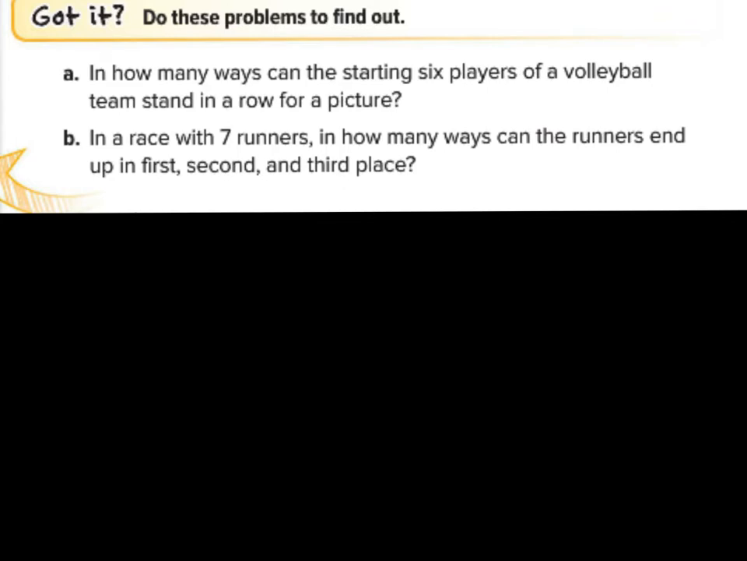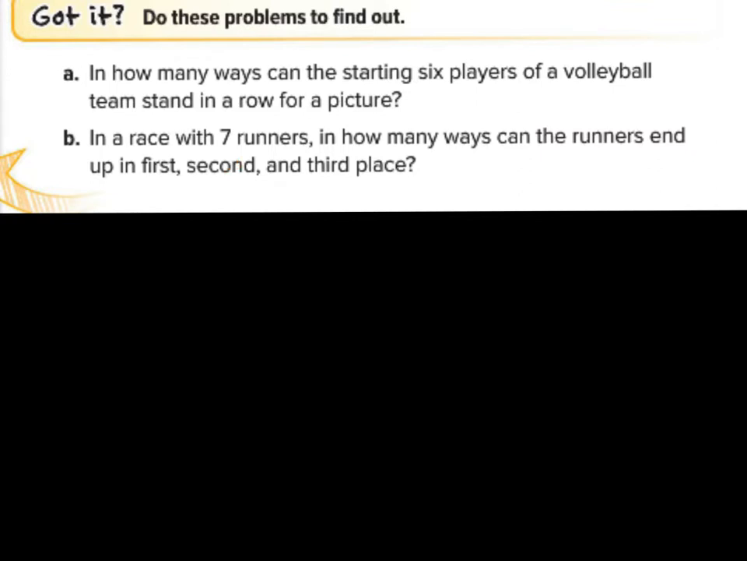Question B. In a race with 7 runners, in how many ways can the runners end up in first, second, and third place? So we have 7 runners, okay? In how many places can the runners end up in first, second, and third place? So we only really need to place these 7 runners in 3 different places, right? So we're looking for how many permutations there are.